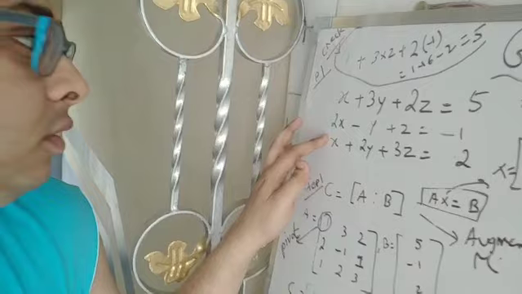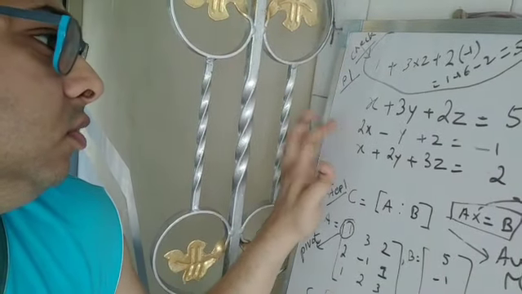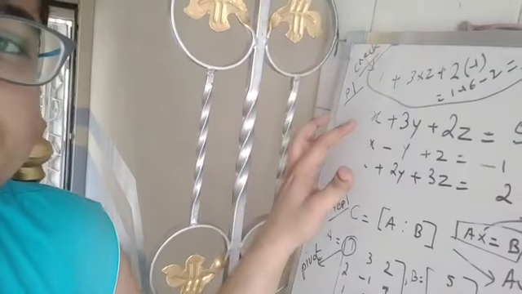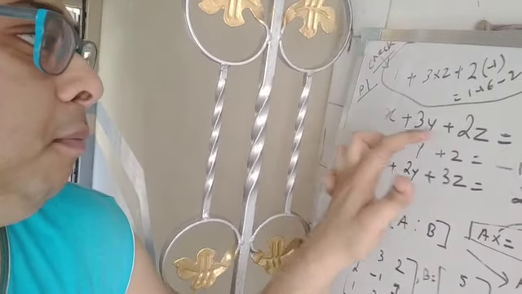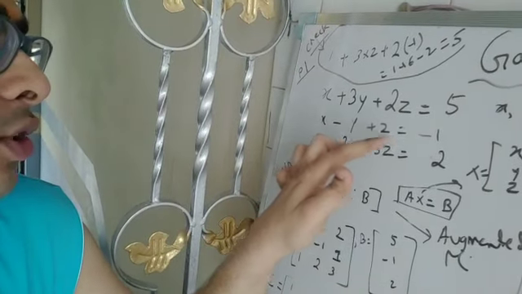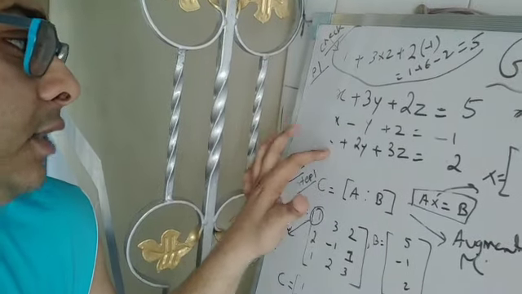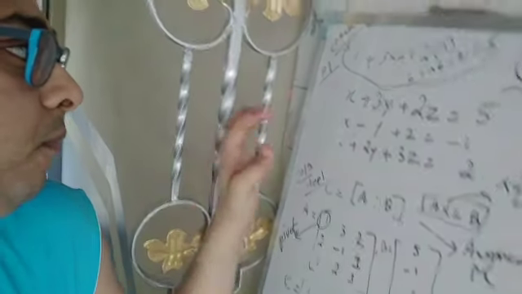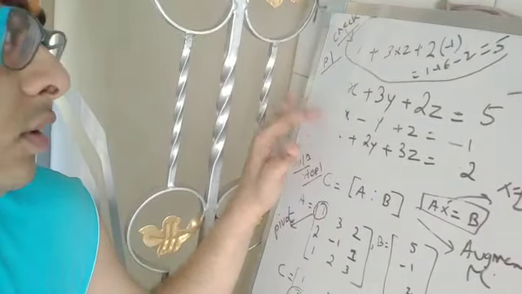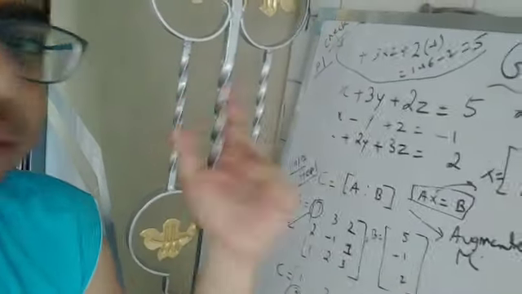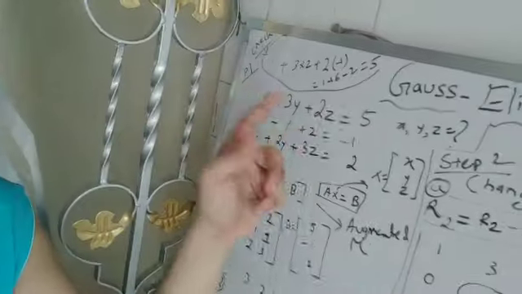So this is our problem. I'll try to use this example. It is x plus 3y plus 2z is equal to 5, x minus y plus z is equal to minus 1, x plus 2y plus 3z is equal to 2. So there are three equations and three unknown variables x, y, z, and of course you need to find the value of x, y, and z.